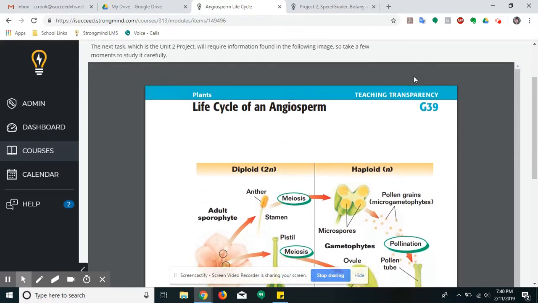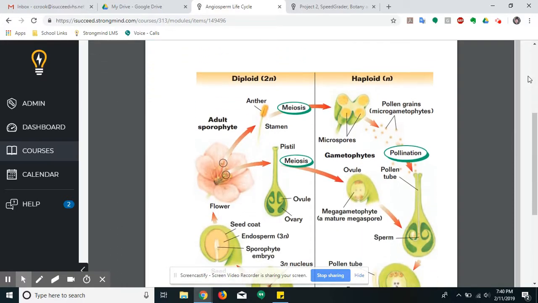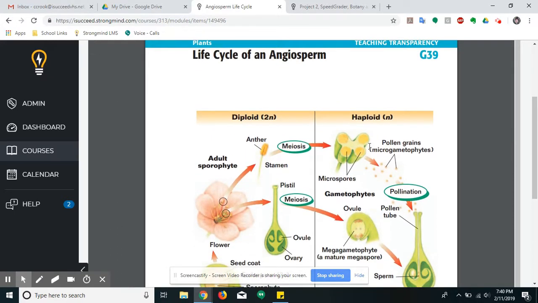So when you look at this, you guys, it shows you the life cycle of an angiosperm, which is a flowering plant. Okay. And you can see that there are two parts of the life cycle. You have your diploid phase and the haploid phase. Simply what this means is that you have 2 times the DNA and then half the DNA. Okay. Haploid cells are usually the reproductive cells, and diploid is basically the parts of the plant that are not for reproduction.